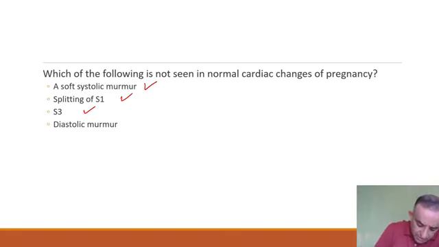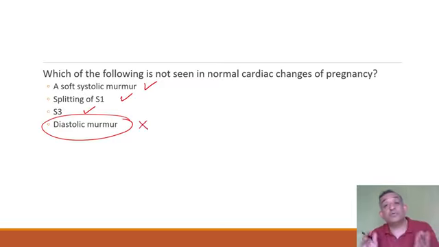And a diastolic murmur is never seen. So answer is D. But diastolic murmur is mostly pathological, and I'm sure the cardiologist will teach you much better. But yes, a mid-diastolic murmur, which is seen in mitral stenosis, is a classical diastolic murmur, and in fact, that's the only murmur we read first in our MBBS. All right. So remember, diastolic murmurs are not normal.